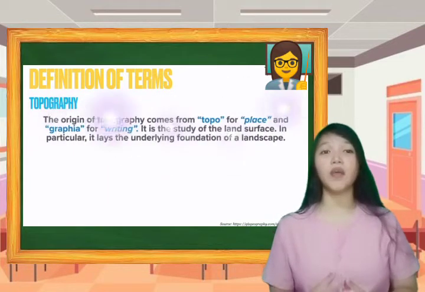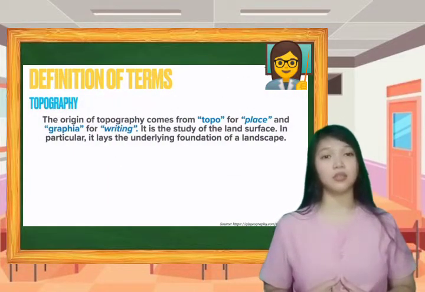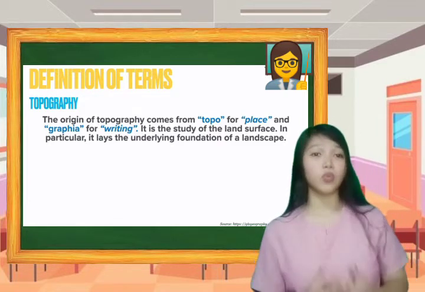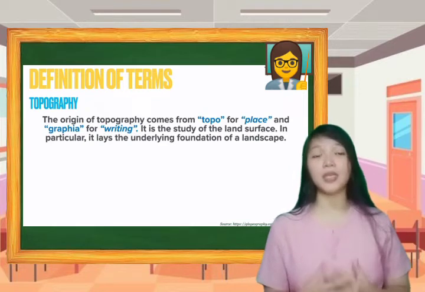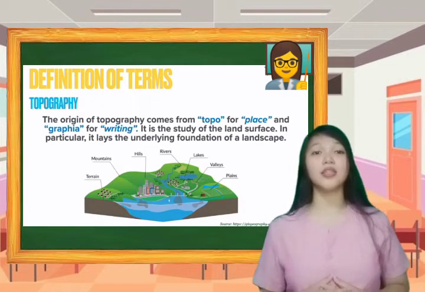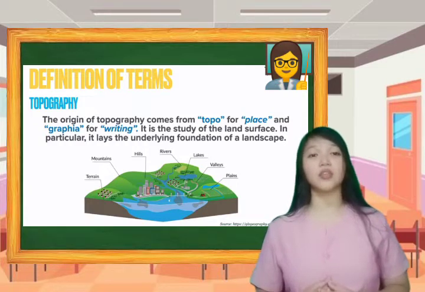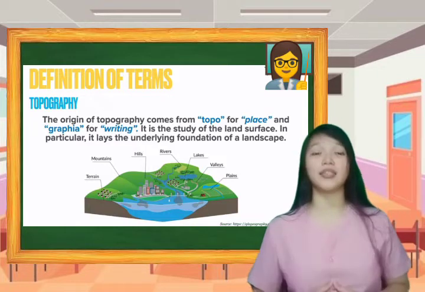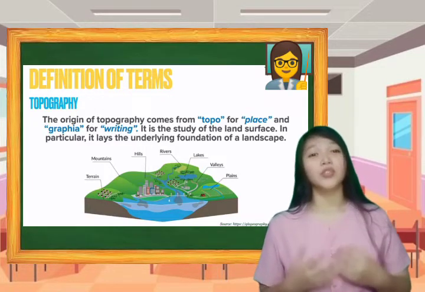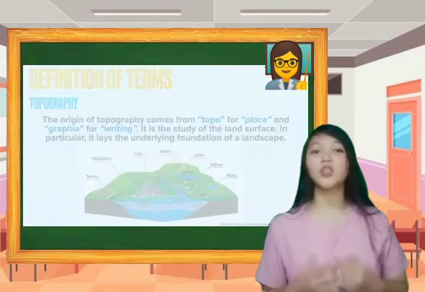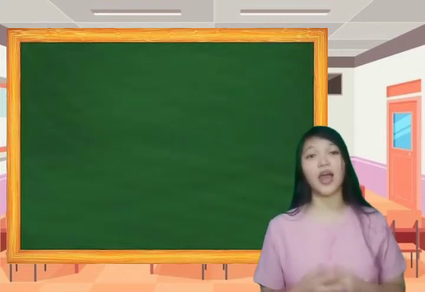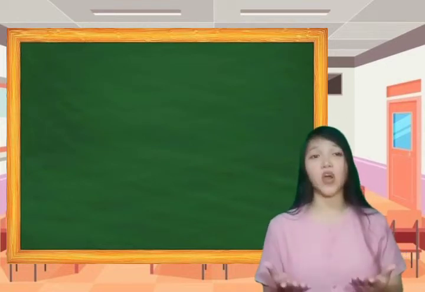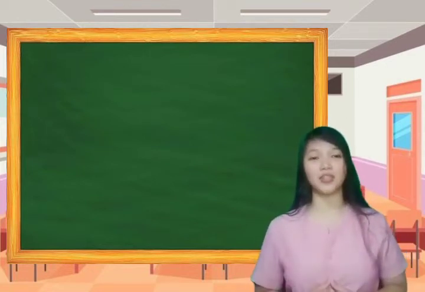Next word, we have topography. The origin of the word topography comes from topos for place and graphia for writing. It is the study of the land surface. In particular, it lays the underlying foundation of a landscape. Those are the two words that you will encounter in this lesson: archipelago and topography. Now, let's move on to our question for this lesson.